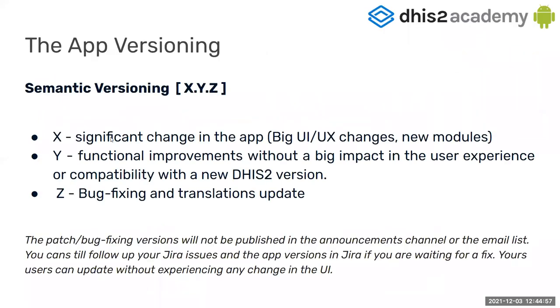This is just a reminder of how our versioning works, X.Y.Z. The X, where now we are in 2.5, is a significant change in the app, big changes in the UI or even adding new modules. The Y are functional improvements, the regular updates. We are now in 2.5, and we will release 2.6.